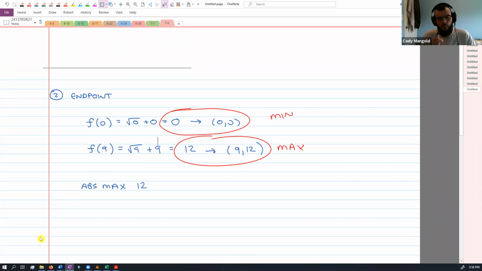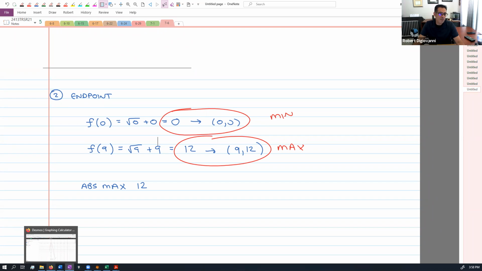When we say the absolute min and the absolute max, would it be better to write it in point form? So like absolute max is 9, 12, or does it just say 12? Okay, technically the maximum value is 12. It's a Y value. The 9, 12 is just a reference as to where it happens. I like to see it written as a point, but just the 12 would be correct.